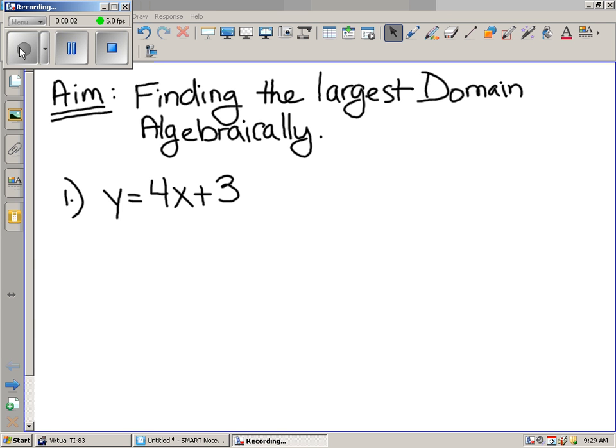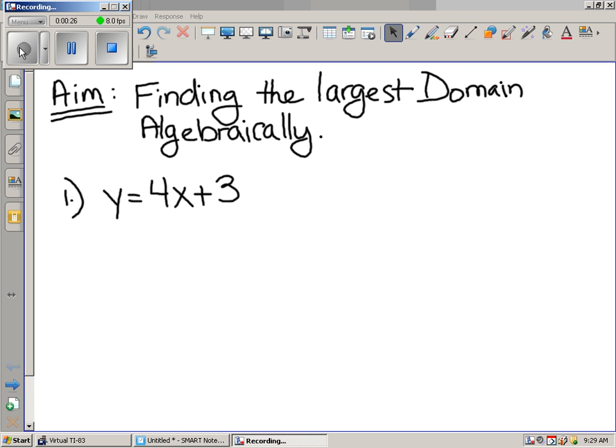Okay, so today's discussion centers on finding the largest domain algebraically. And we're not going to deal with pictures like we did the other day. We're going to try and figure out the domain from just looking at an equation. What comes to mind when I say the word domain? Yeah, the x-coordinates or the x-values.